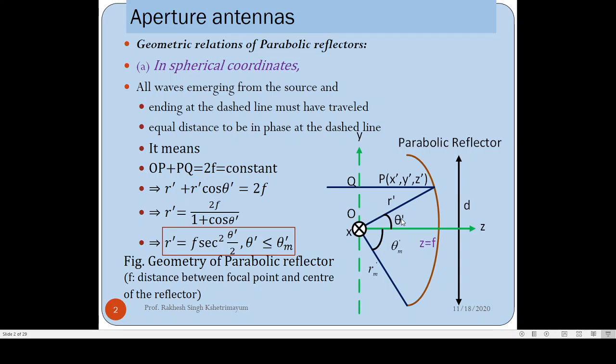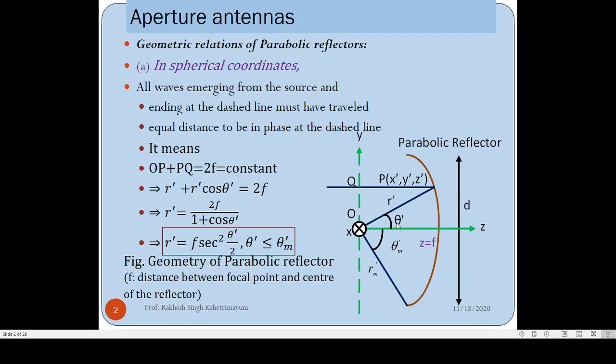This theta dash, actually you look at this, if I call this rm dash, what is this angle? This theta dash makes with the z axis at the edge of the parabolic reflector is theta m dash, and this distance between the feed antenna and the center of the parabolic reflector we will denote by f.